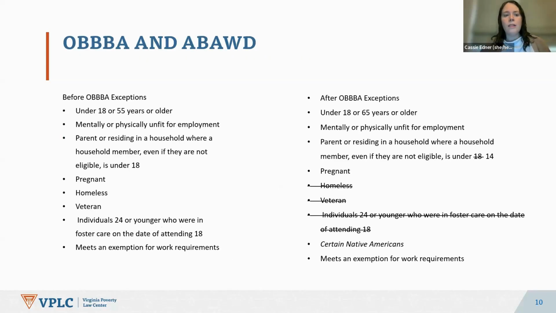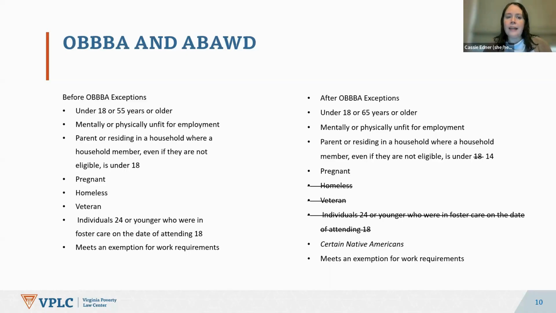So the exceptions before the bill: under 18 or 55 years or older, mentally or physically unfit for employment, parent or individual residing in a household where a member is under the age of 18, pregnant individuals, homeless, veterans, individuals 24 or younger who were in foster care at the date that they attained 18, or if they meet an exemption for the work requirements. That's very confusing because you're probably like, what are the work requirements? Isn't that what we're talking about? But there's multiple work requirements in SNAP. And I will explain the difference between the ABOD work requirements and then the work registration requirements in a later slide.